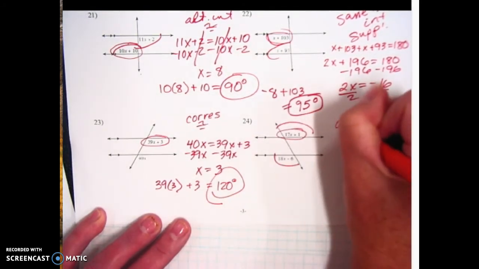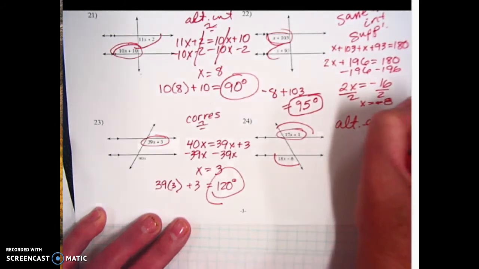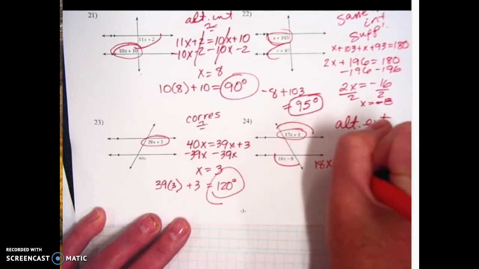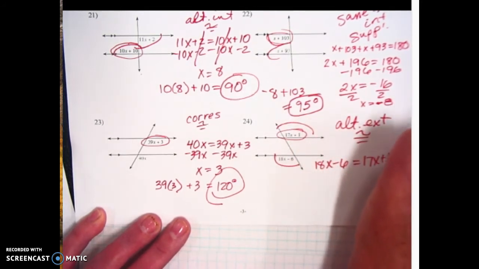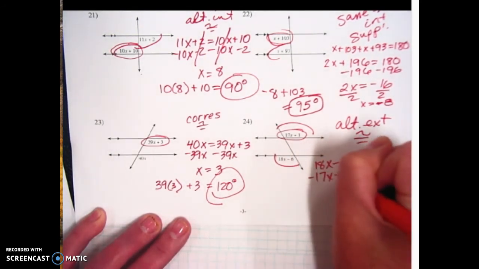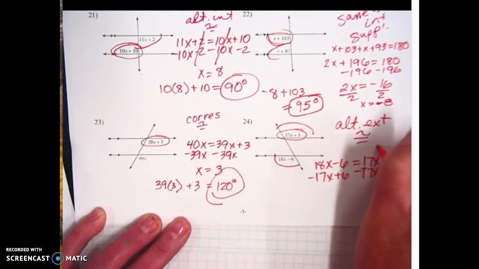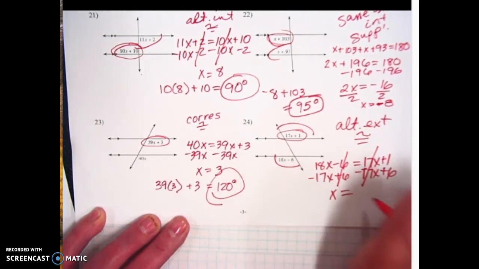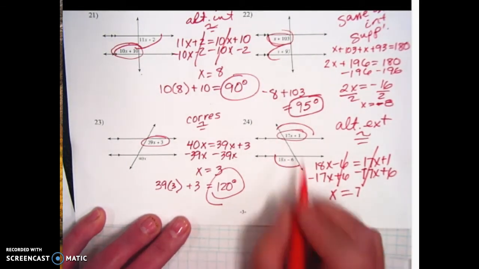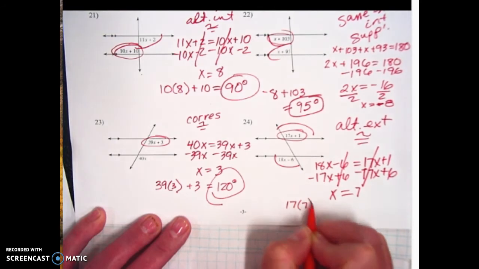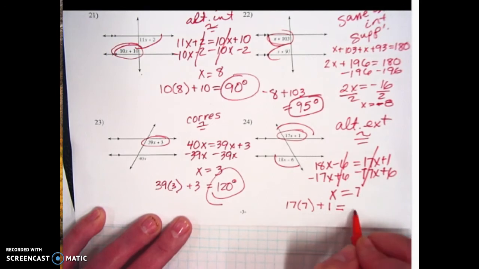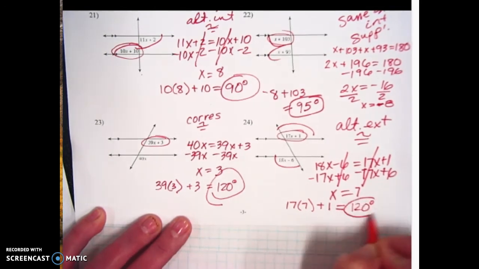24, these two are alternate exterior angles, and they should be congruent. So we're going to put an equal sign between the 18x minus 6 and the 17x plus 1. Subtract the 17x from both sides. Add 6 to both sides. These are opposites, so we have x equals 7. So we need to plug the 7 back in, plug it to the one up top, so we have 17 times 7 plus 1. So that should be equal to 120 degrees.